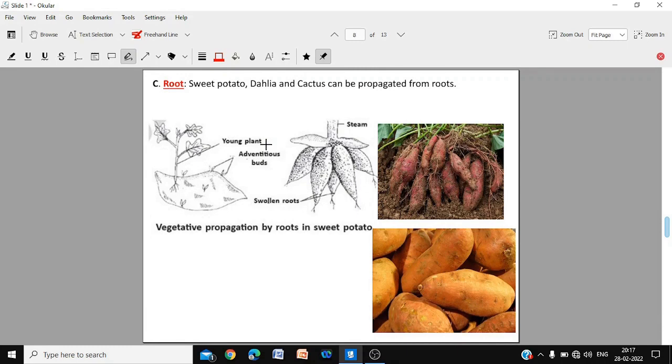Roots. You can also get vegetative propagation from root. Sweet potato, dahlia and cactus can be propagated from seeds. This is sweet potato. Here is a color diagram. What is a sweet potato? Sweet potato can be grown from root.